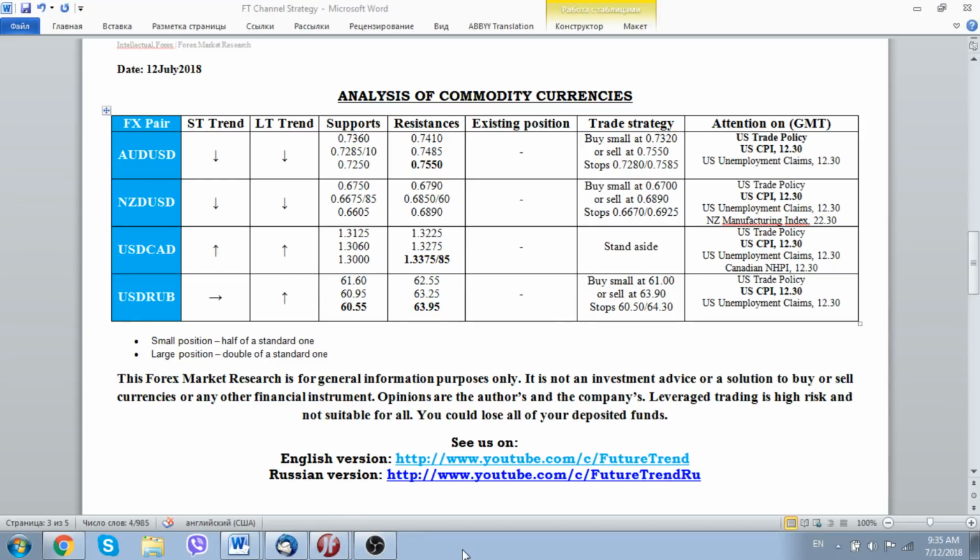Analysis of commodity block of currencies for the date of 12th of July 2018 from the FutureTrend channel.